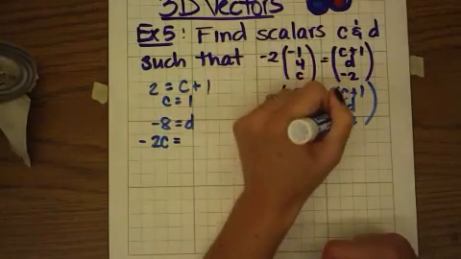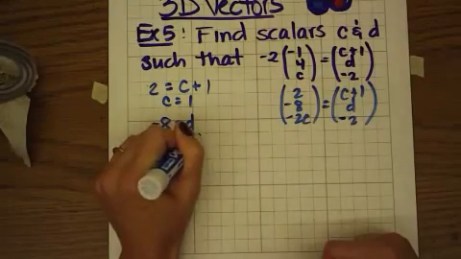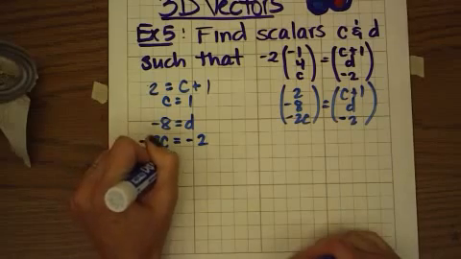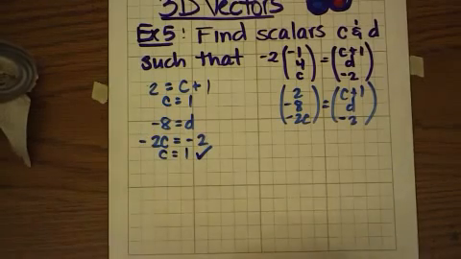This third equation I don't need because I already know what c and d are, but it should give me, whoops, this is a -2 from up here, it should give me the same value of c as I got from the x component. So -2c equals -2, that means c equals 1. Okay, so my system is consistent.